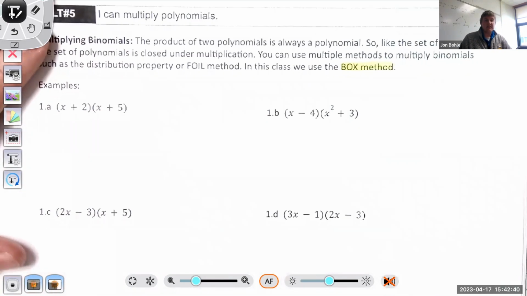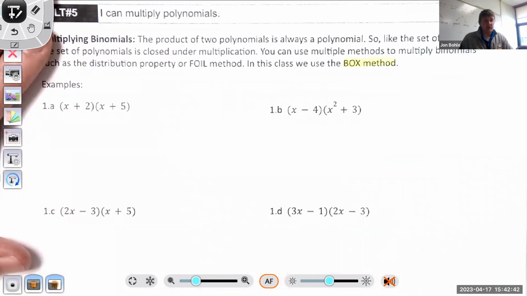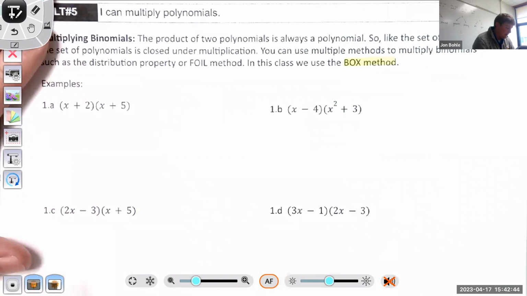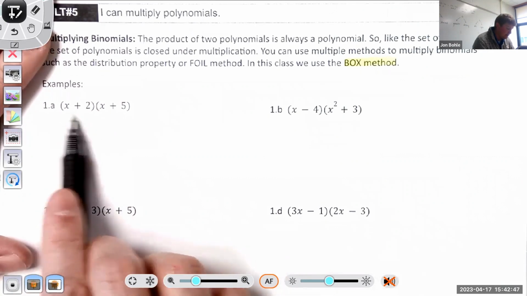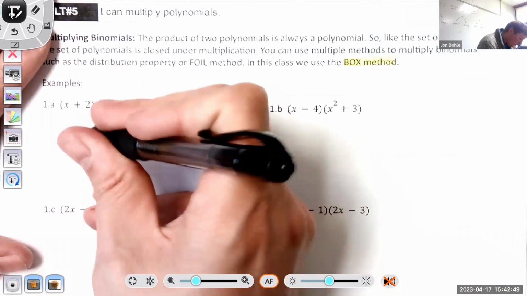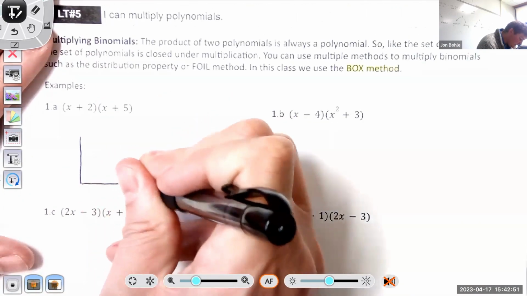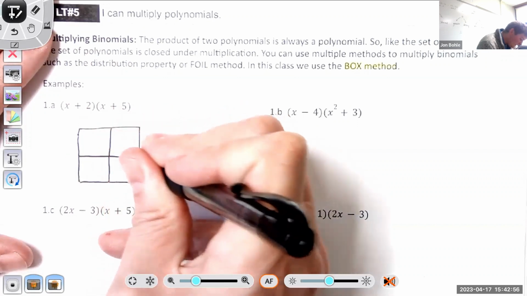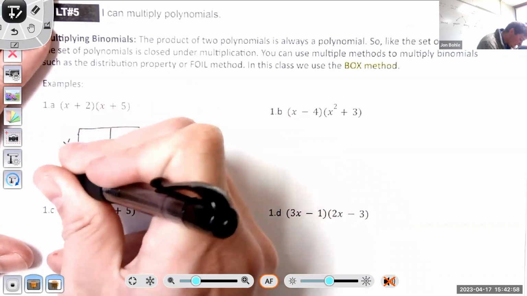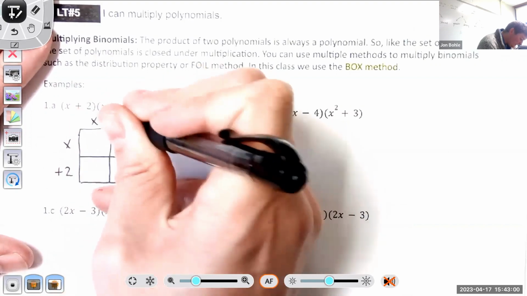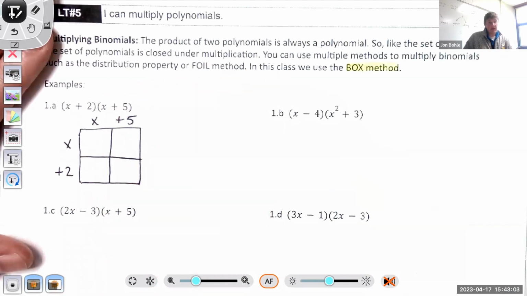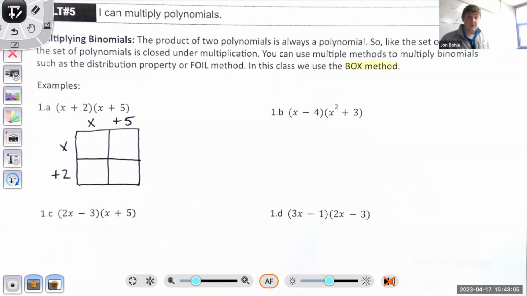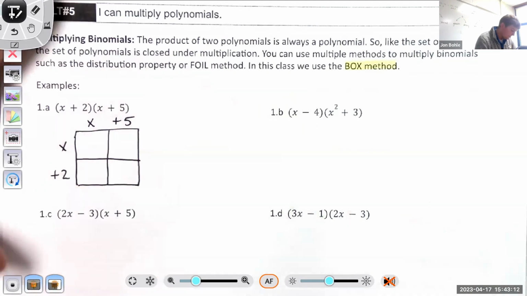The box method stems from the tile work activity that you should have done in class. In this situation, we're going to have x plus 2 times x plus 5. We're going to visualize a box of the algebra tile set up. So x plus 2, x plus 5. Then what we have to do is multiply each part together to figure out what each quadrant represents, and then find the like terms that are together and combine them.